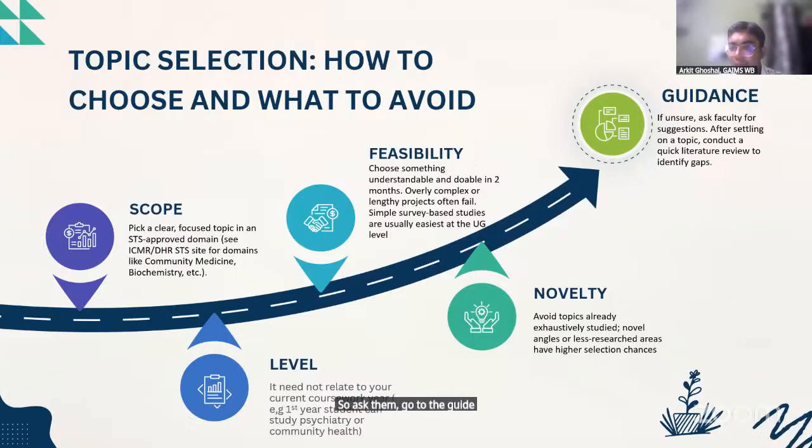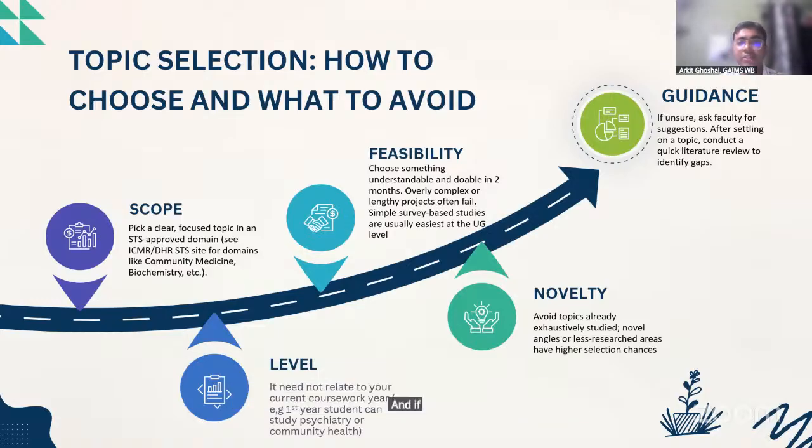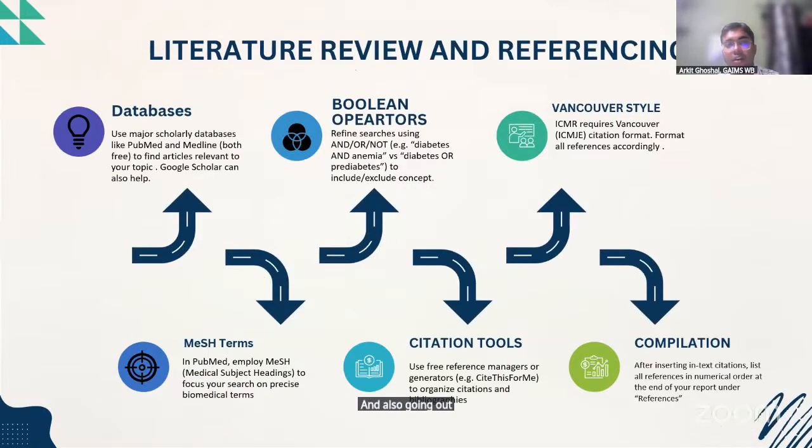If you are blank about topics, just select or ask a professor that you like whether he will be your guide or not. And if he says yes, then you can just ask him what topic you can do. You can have a broad research idea, and then you can refine it by sitting with him and also going on the internet and finding out whatever lacuna of research ideas is present.